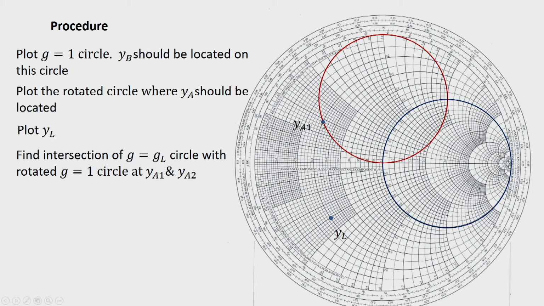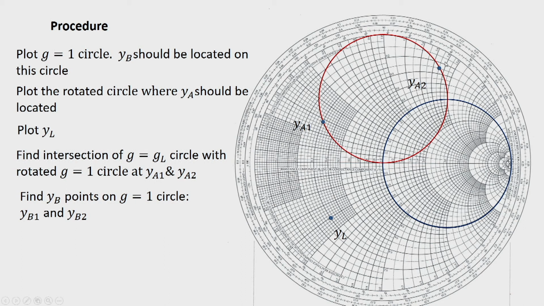Please note that the real part of this y_A1 is the same as g_L, and then as you continue moving over this circle, we get another intersection point y_A2. Again the real part of this is the same as g_L. Now, these are the locations of y_A on the rotated g equal to 1 circle.